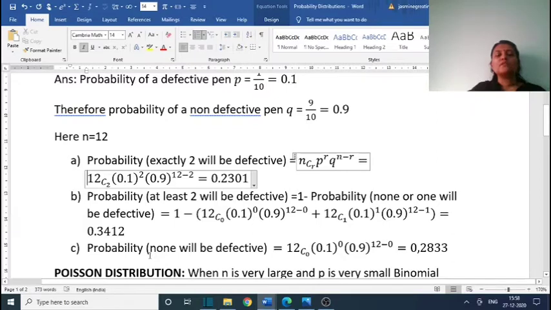Now the third case is the probability of none will be defective, which is equal to 12C0, 0.1 raised to 0, 0.9 raised to 12 minus 0, which is equal to 0.2833.